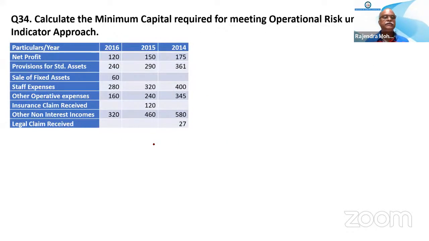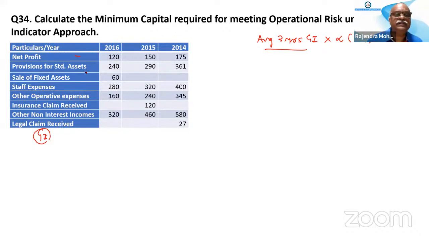Next question. Calculate the minimum capital required for meeting operational risk under the basic indicator approach. For the basic indicator approach, we have to find the average of the last 3 years' gross income multiplied by alpha. Alpha equal to how much? 15%. So you have to find out what is the gross income. Here net profit has been given, so from net profit we have to calculate the gross income. There are some adjustments, plus or minus, to be done.